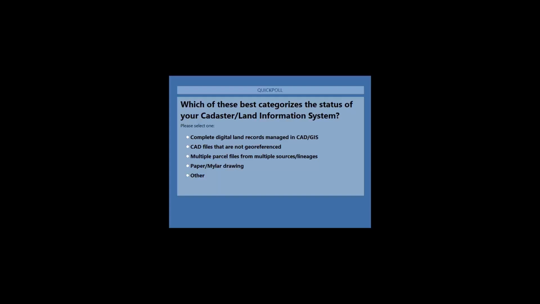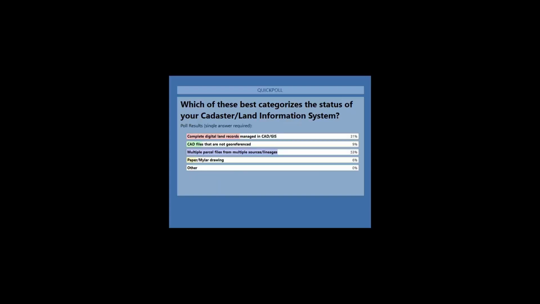All right, we'll leave it there and then let's take a look at the results. So clearly the largest category is that we have multiple parcel files, multiple lineages, multiple sources, perhaps multiple dates and vintage and so forth. And then a few of you do have that complete digital land records picture. So thank you again for your interaction and your input on that question. Very good. And with that, I'm going to hand things back over to Menno.